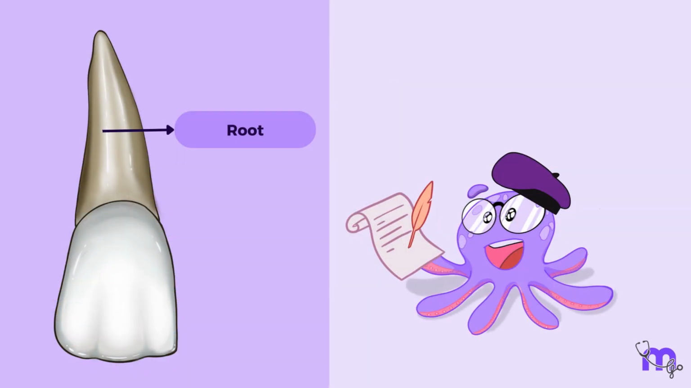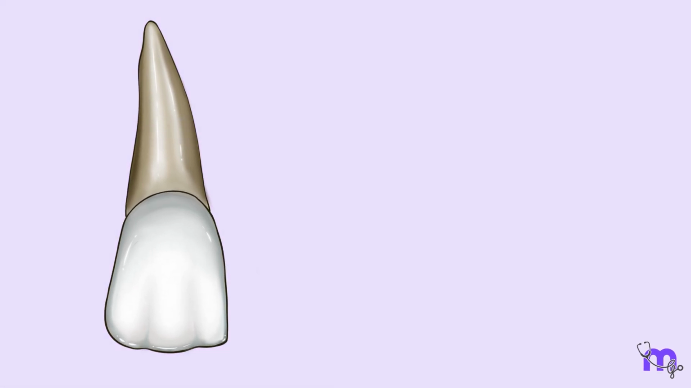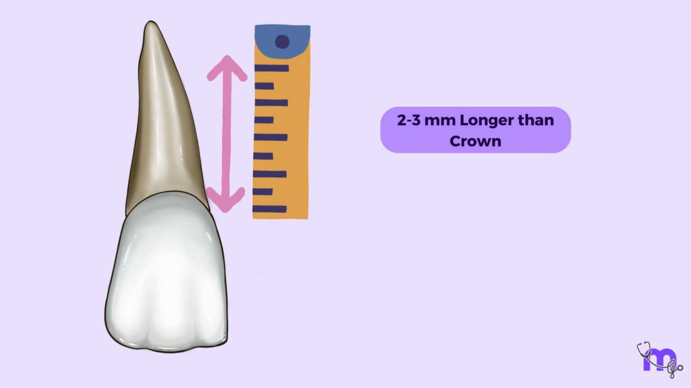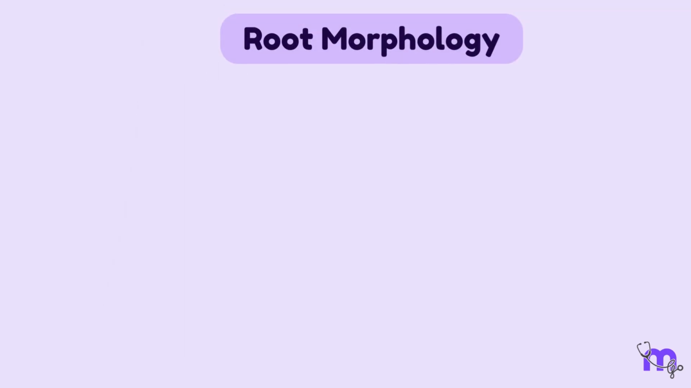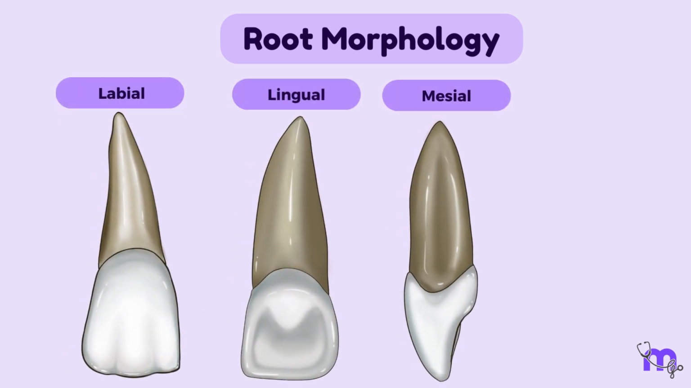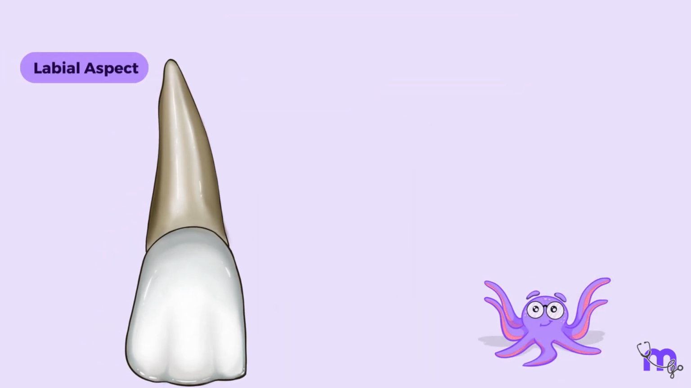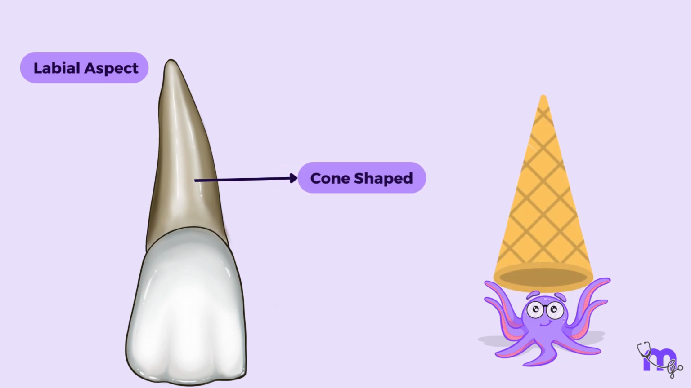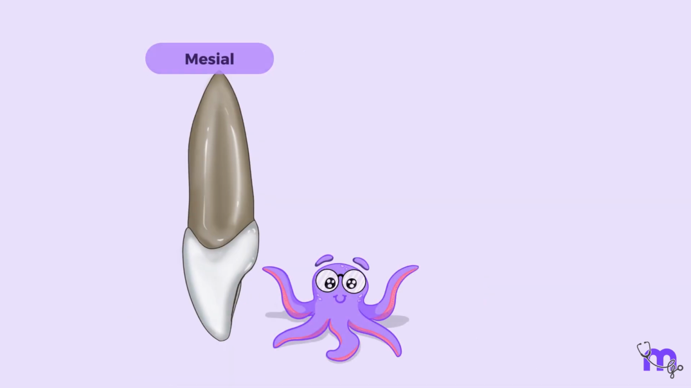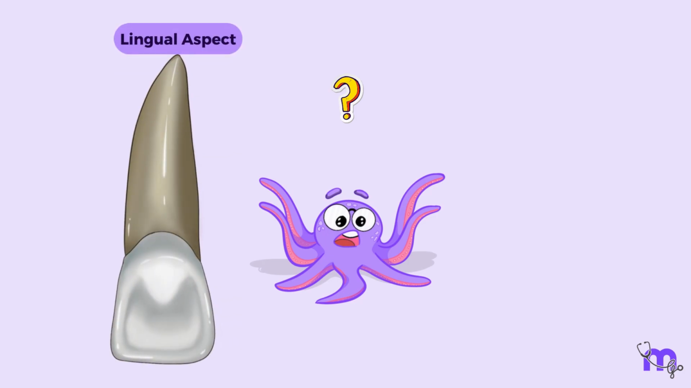Having covered the crown morphology, let's now shift our focus to the root morphology. The root is generally 2 to 3 mm longer than the crown. The root morphology can be described from labial, lingual, mesial, and distal aspects. Viewed from the labial aspect, the root of the central incisor typically has a cone-shaped structure, often with a relatively blunt tip. The mesial and distal outlines are regular, whereas when viewed from the lingual aspect, it shows considerable variations.